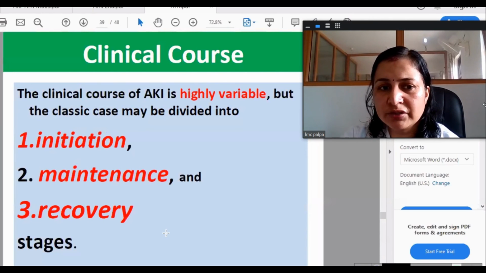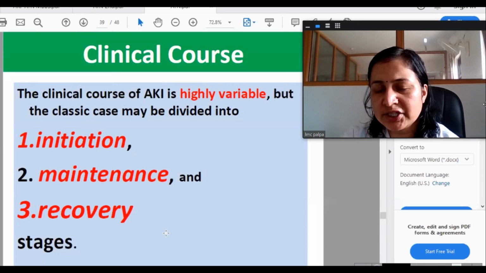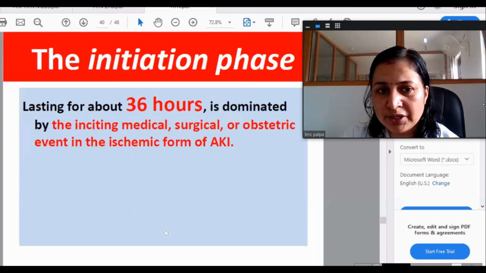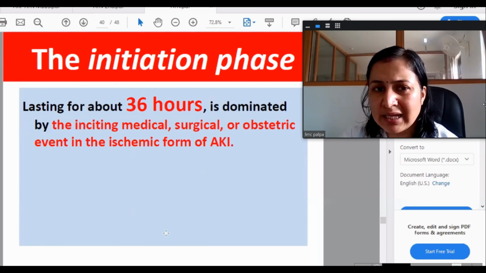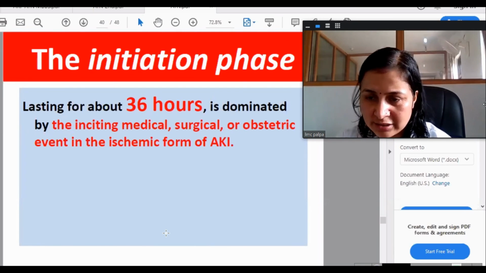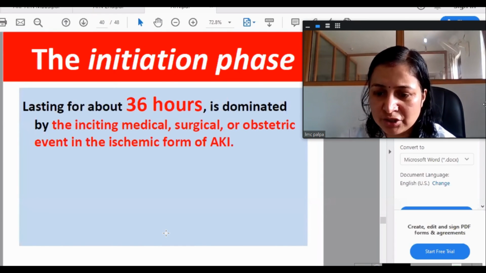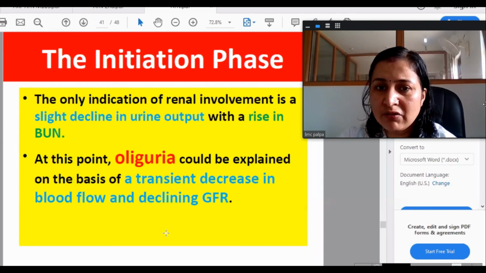If it is a 1-mark question, you can just mention the 3 phases: initiation, maintenance, and recovery. If it is a little more elaborate, you have to elaborate that the initiation occurs because of some medical or surgical events that ultimately lead to tubulointerstitial injury in the form of ischemia. You have to mix the pathogenesis into the explanation of these phases, how this occurs. Now, how will you identify initiation? By oliguria, decreased GFR, and rise in blood urea nitrogen.